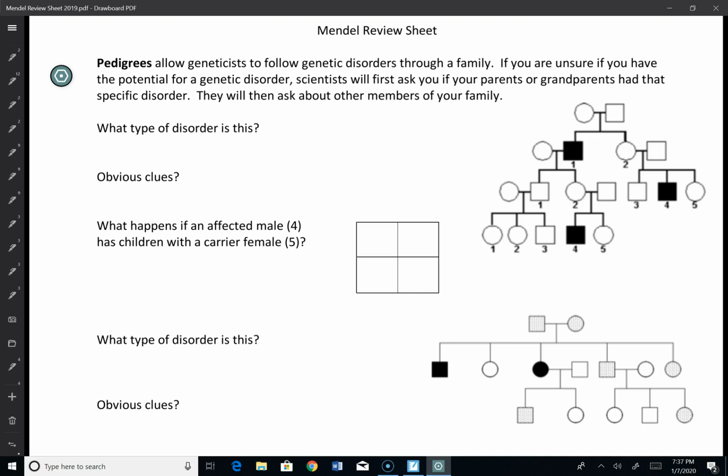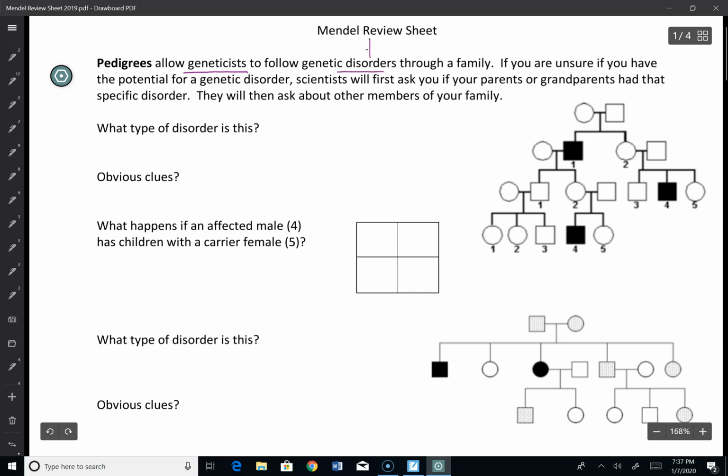I'm going to start off this story with pedigrees. Pedigrees are these diagrams that are on the right of your screen. They are a series of circles and squares that represent men and women and any disorder and/or characteristic trait they may have. The rule of thumb on a pedigree is they are going to allow geneticists to follow disorders or traits.